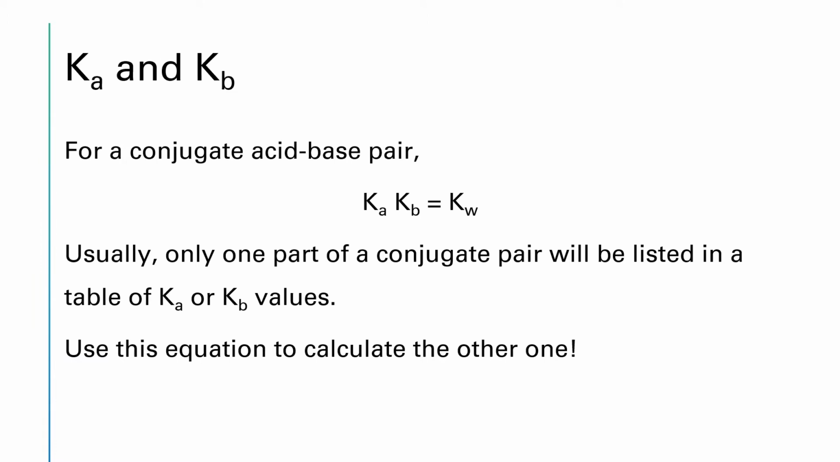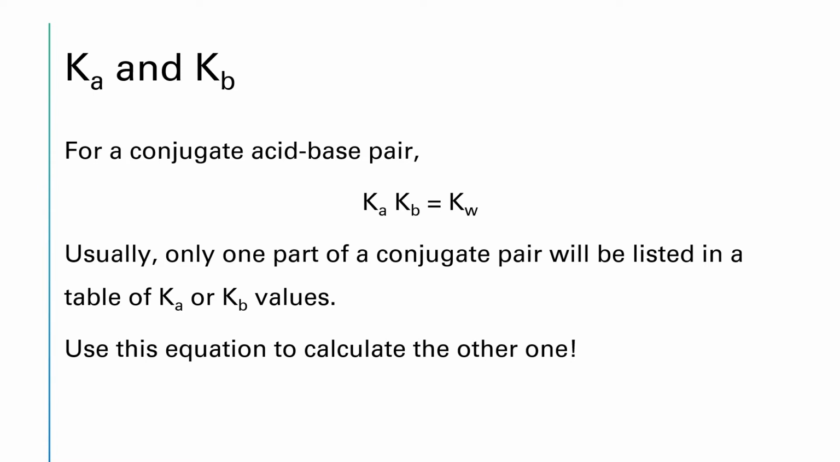So there's a straightforward relationship between Ka and Kb for a conjugate pair. If you take Ka times Kb, you get Kw. And since usually only one piece will be listed in a table of Ka or Kb values, you'll use this equation to figure out what the other one is.